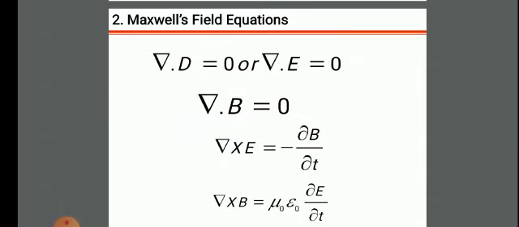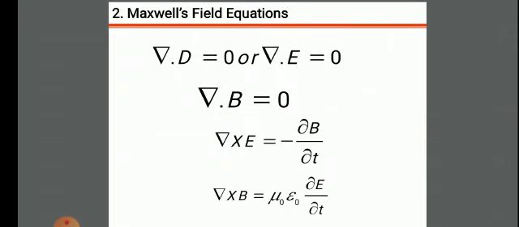Maxwell's field equations. First one, Gauss law for electrostatics: del dot D is equal to 0, that is, the divergence of electric displacement is 0 in free space, or del dot E is equal to 0 in free space. And the second one, Gauss law for magnetostatics: divergence of B is always 0 because there is no magnetic monopole.